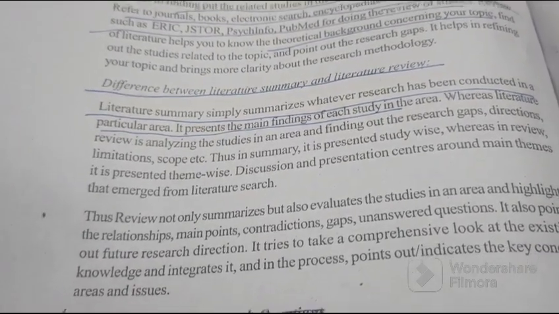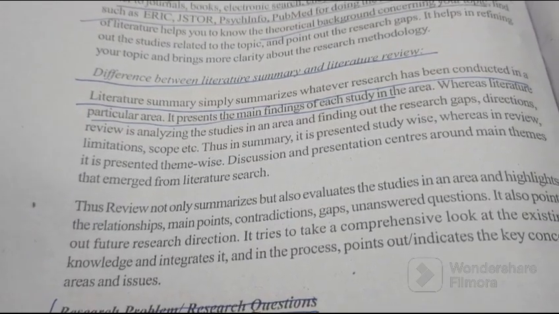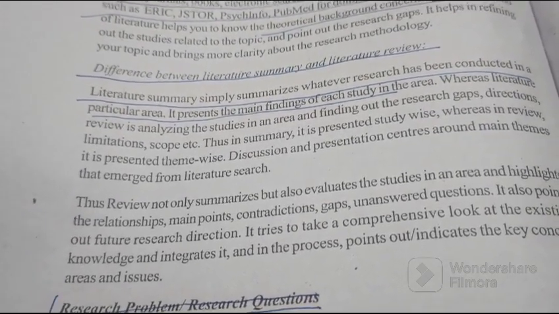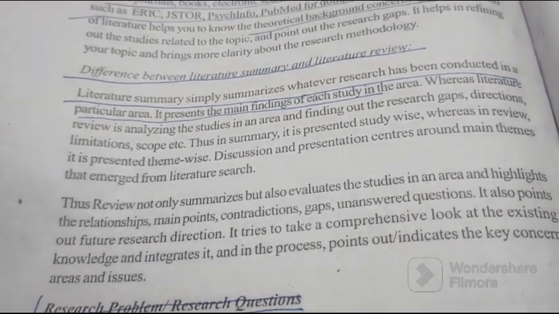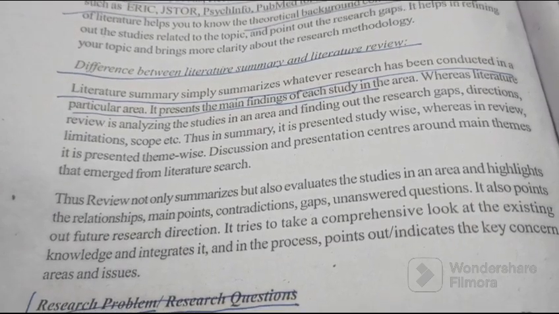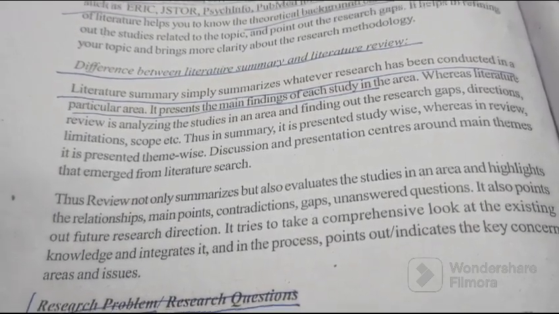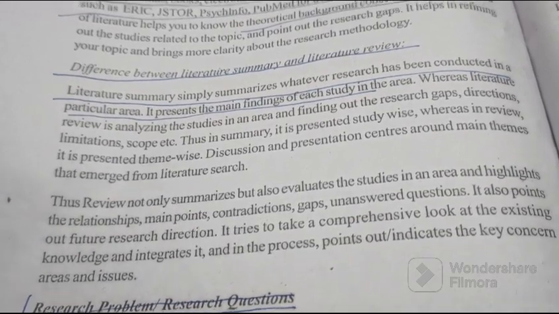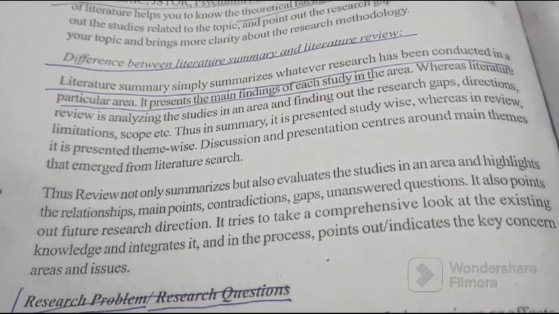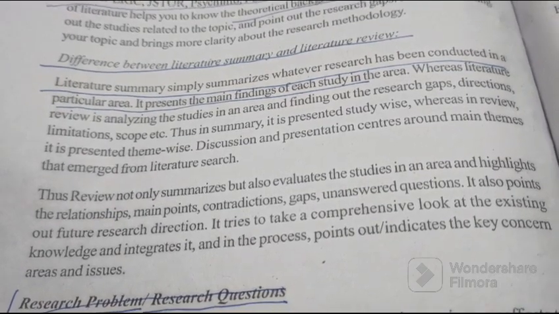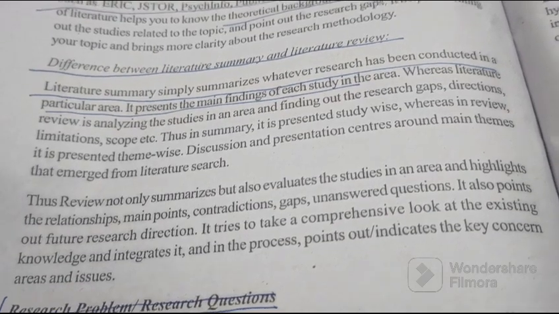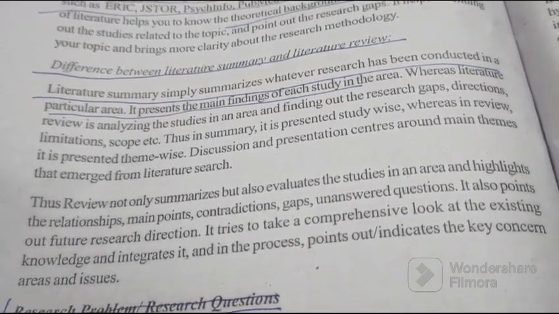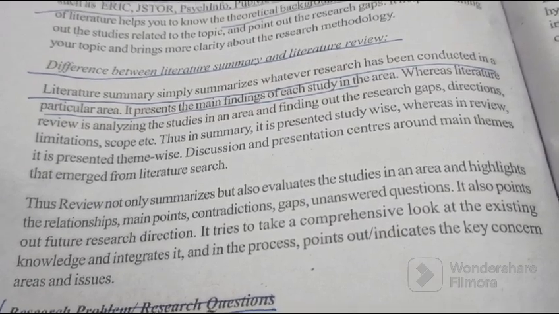Now there is a difference between literature summary and literature review. Literature summary simply summarizes whatever research has been conducted in a particular area. It presents the main findings of each study in the area. Basically, the researches done so far are summarized. Whereas literature review is analyzing the studies in an area. The studies that have been done are analyzed, and then we find out the research gaps, directions, limitations, and scope. Okay, so a summary is presented study-wise, whereas a review is presented theme-wise.